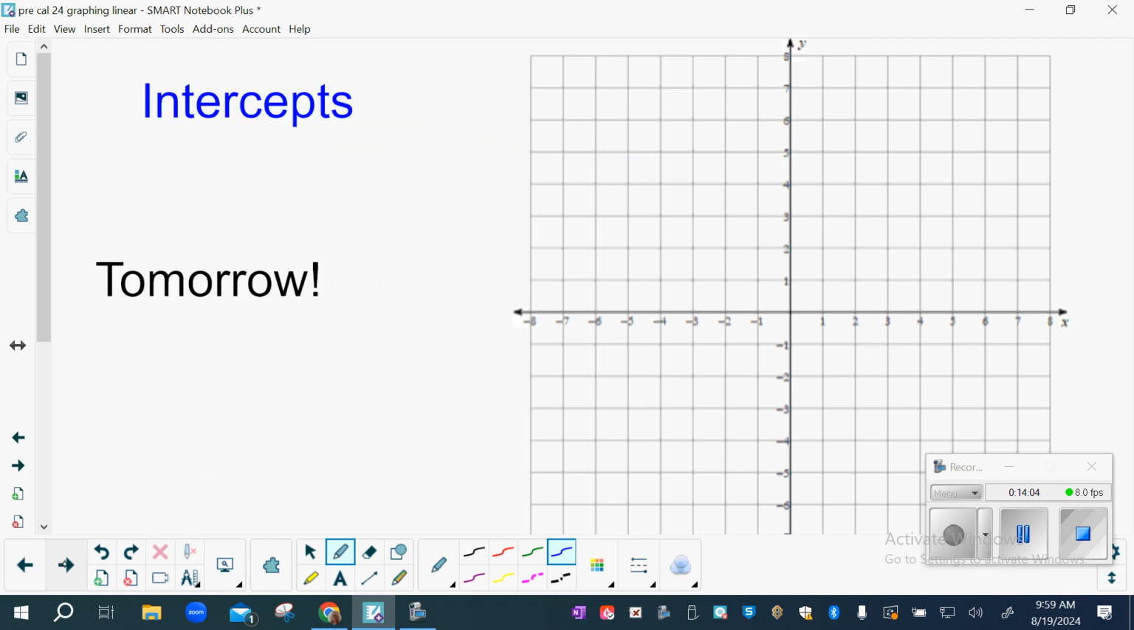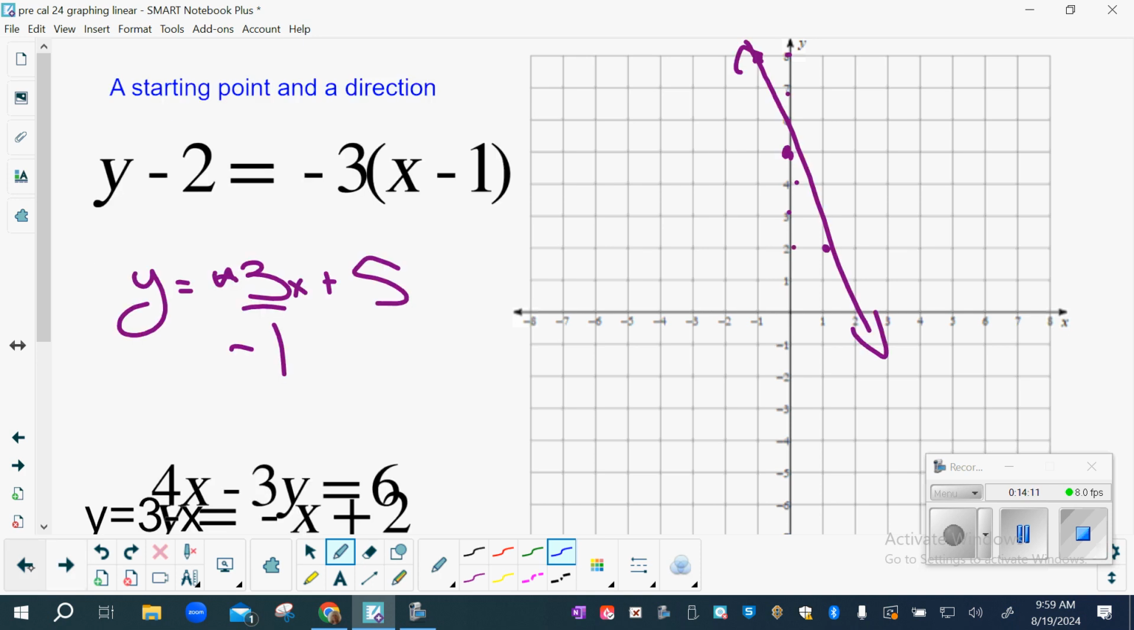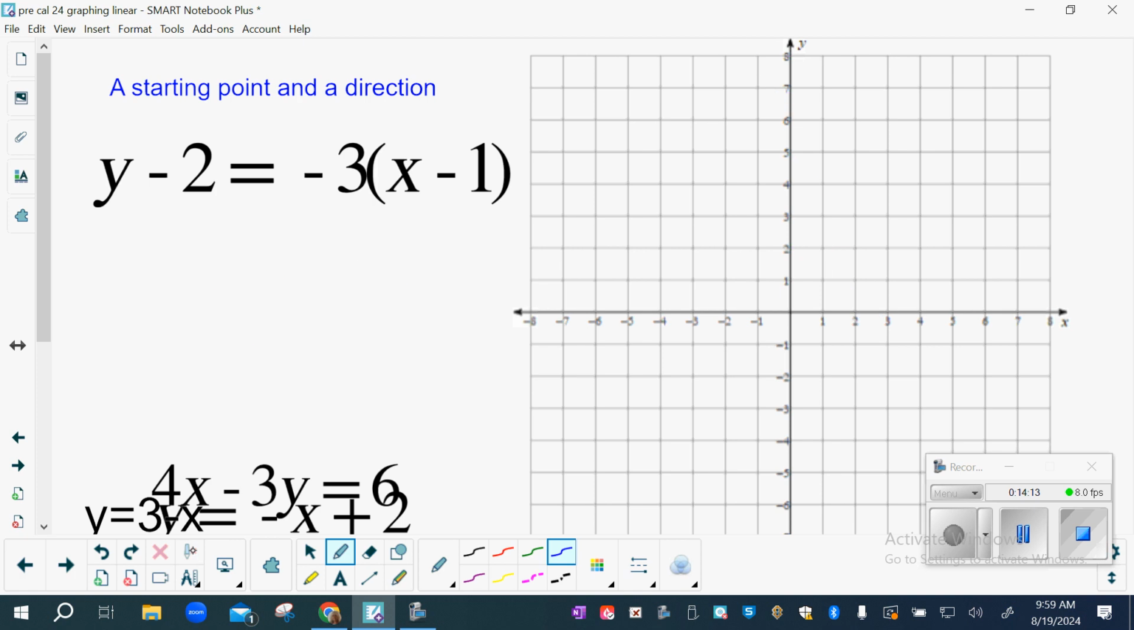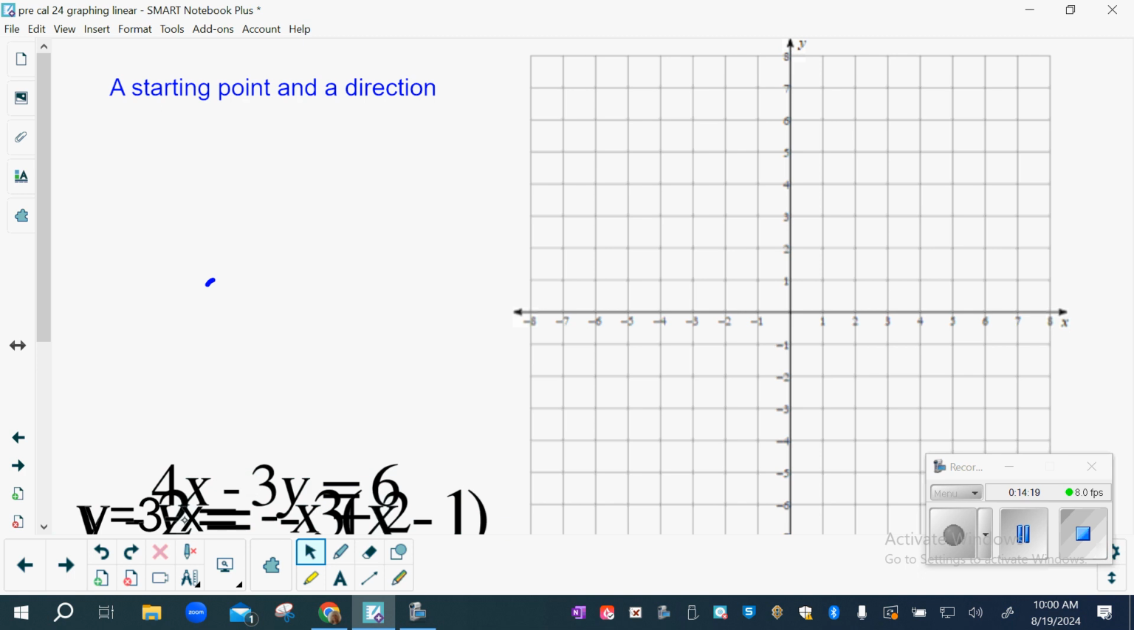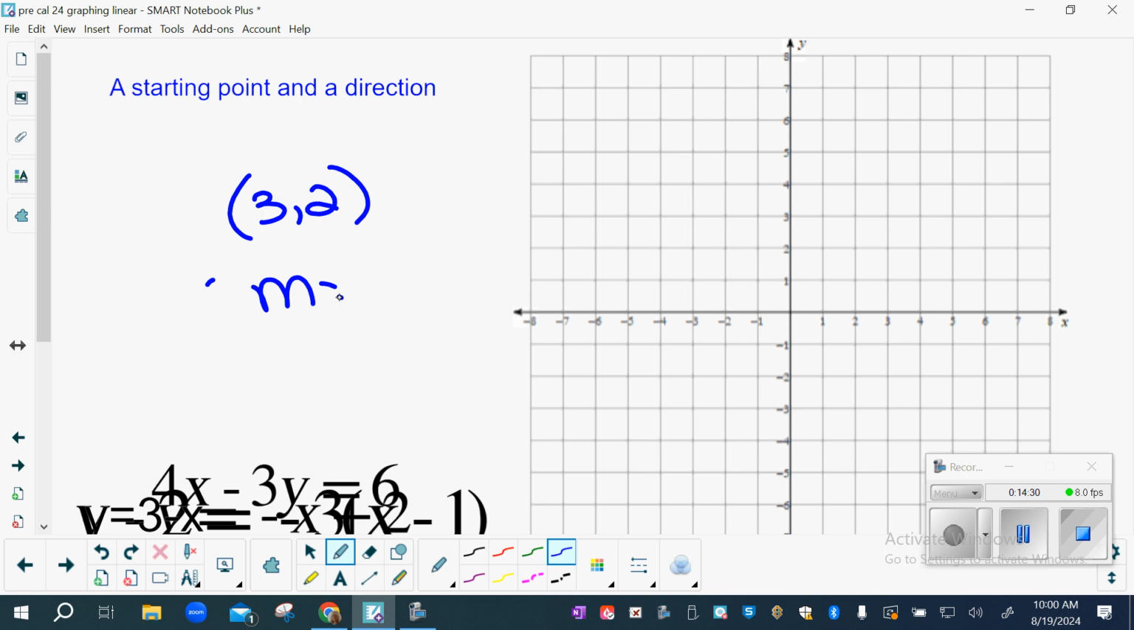The second way is intercepts. We're going to talk about that tomorrow. But the big two, here we are. One is the basic one, which is, if I have a starting point, and if I know the direction I'm going, I am good to graph anything, right? If you give me this as a starting point, 3, 2, and you give me this as my slope, which is direction, 1/2, I can graph anything, right?